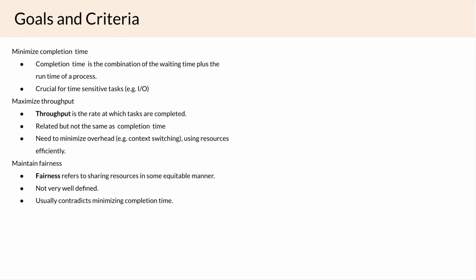Our second goal is referred to as throughput, which is the rate at which tasks are completed. That refers to the operations per second or per some time unit. This is related to, but not the exact same as, completion time. Here you're looking specifically at the rate at which tasks are being completed versus how long it takes for each task to complete. So for throughput, we want to minimize what we call overhead from context switching.